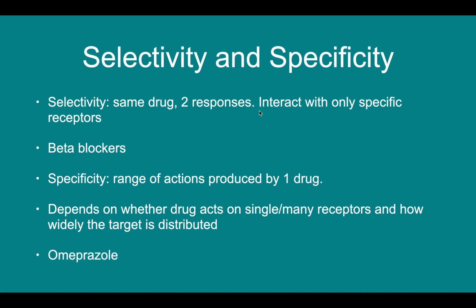Selectivity is the same response to the same drug with two responses because of the specificity of the receptors, such as beta blockers. Remember, a beta blocker will block either alpha or beta receptors. That's selectivity. I'm sorry, specificity is the range of action produced by only one drug. So it depends on whether the drug acts on a single or many receptors and how widely the target is distributed.